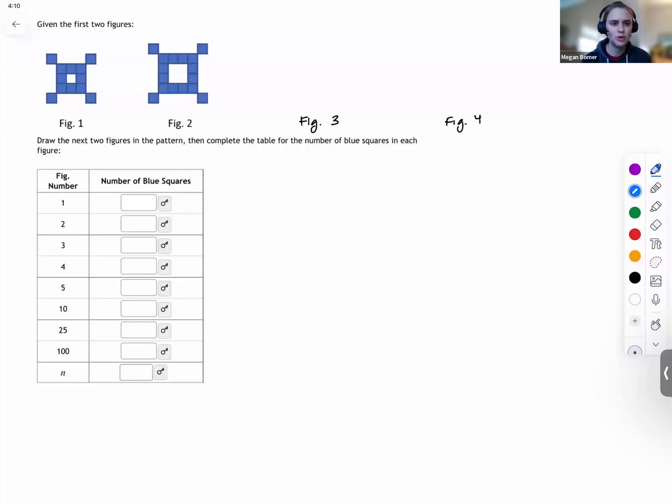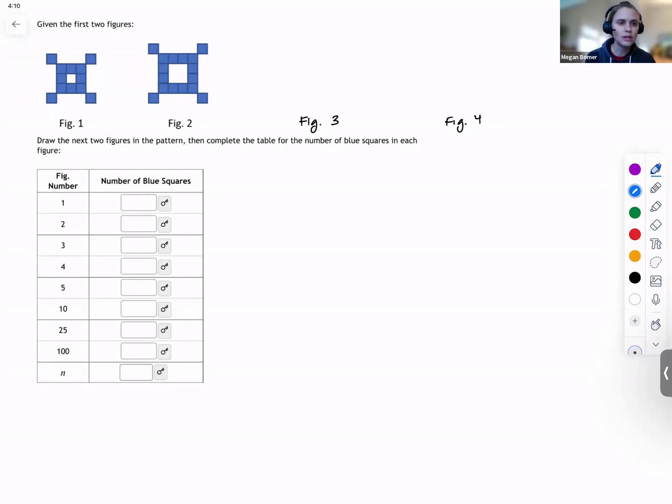Let's look at strategies that we can use on how to find a rule for a given pattern. So here we're given two figures made up of these blue squares, and we're asked to draw the next two figures, and then based on the patterns we see, fill in the table and write a general rule for how this pattern is changing in relation to the figure number.